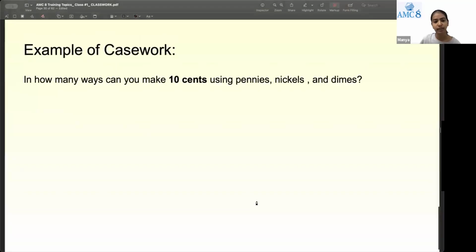Another example of casework is, in how many ways can you make 10 cents using pennies, nickels, and dimes?